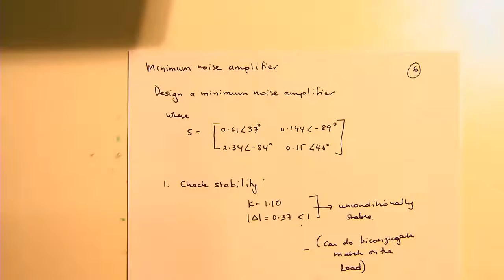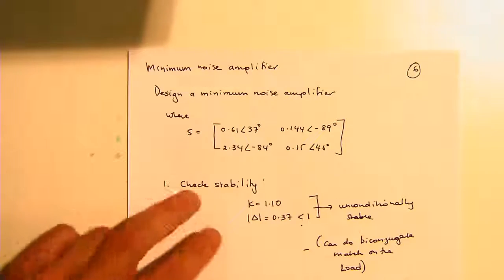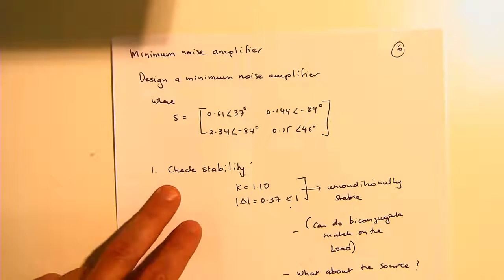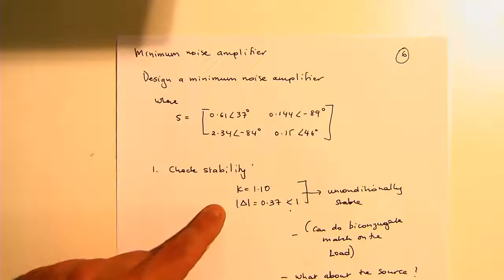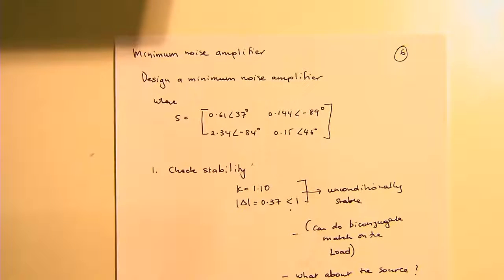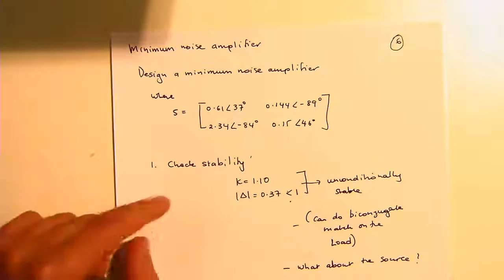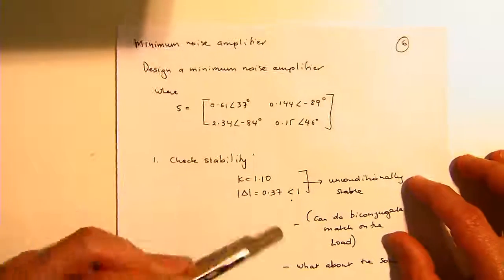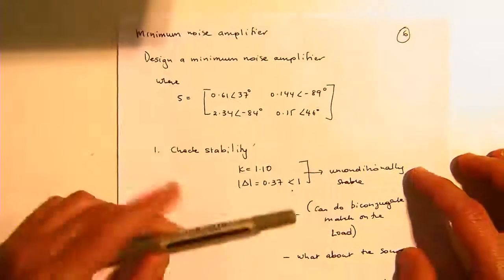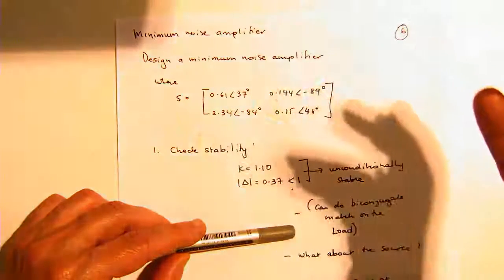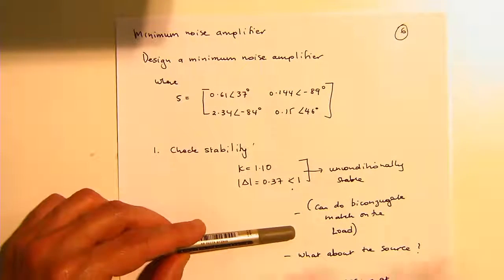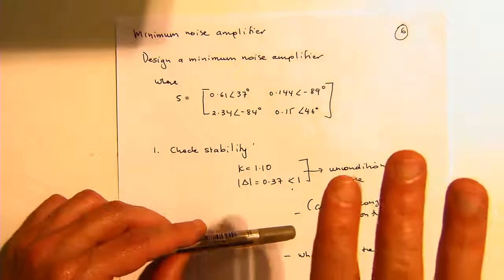So the very first thing that we're going to do is check the stability, and show that this system's actually unconditionally stable. What that allows us to do is, if we know that it's unconditionally stable, if we were going for maximum gain, what does it allow us to do? If we were trying to achieve maximum gain, let's forget about the noise figure. If we were trying to do maximum gain, what would we do?